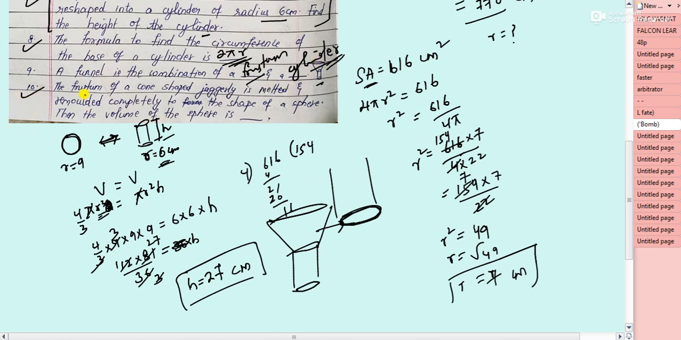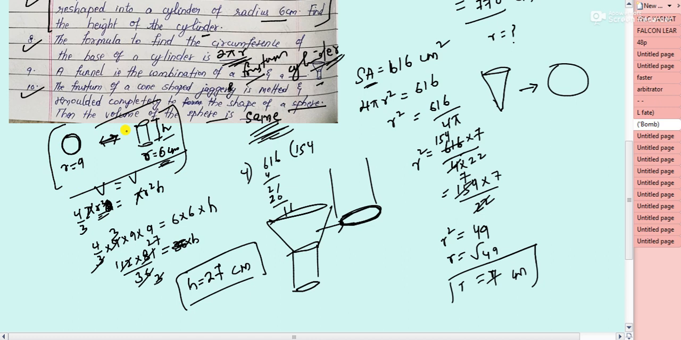Now the last question. The frustum of a cone shaped jaggery, okay, this is jaggery, is melted and remolded completely to form the shape of a sphere. This becomes a sphere. Then the volume of the sphere is the same, correct? Whenever a solid is changed from one figure to another, the volume remains the same. Since this is an MCQ question, they will give options like double or half or same or triple. So the answer is same.